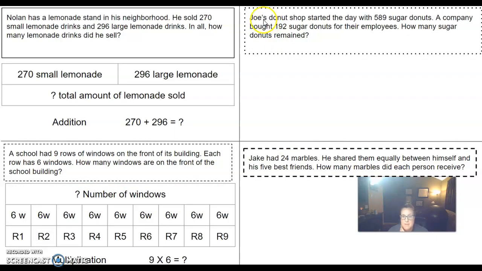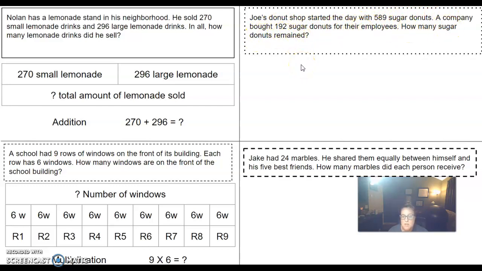Our next problem says Joe's Donut Shop started the day with 589 sugar donuts. A company bought 192 sugar donuts for their employees. How many sugar donuts remained? So I read it one time, so what do I have to do? That's right, I have to read it a second time. So Joe's Donut Shop started the day with 589 sugar donuts. A company bought 192 sugar donuts for their employees. How many sugar donuts remained?